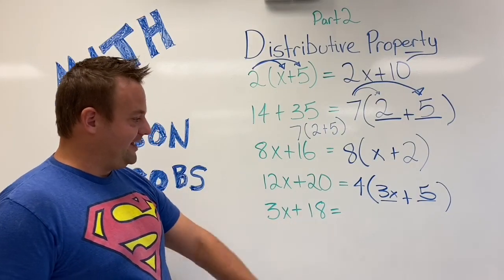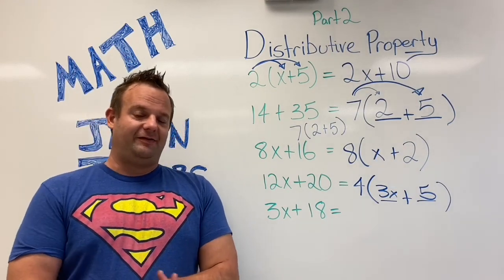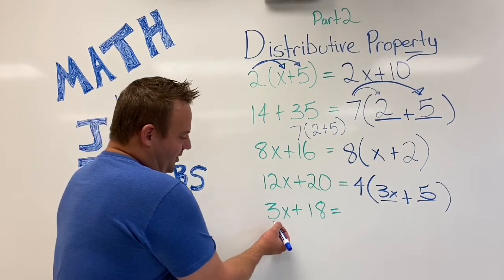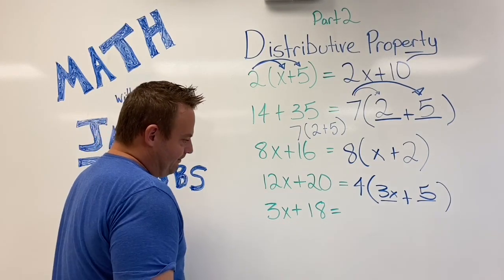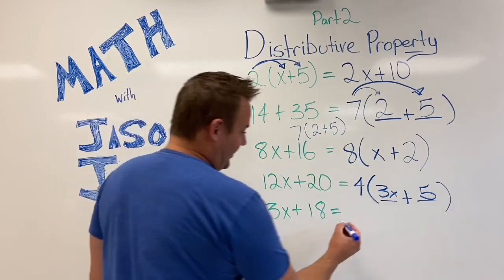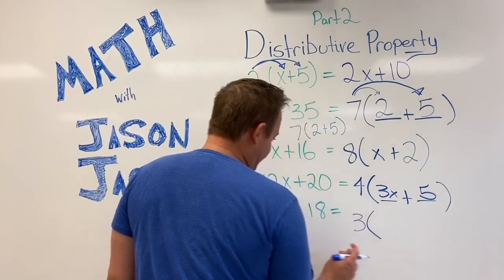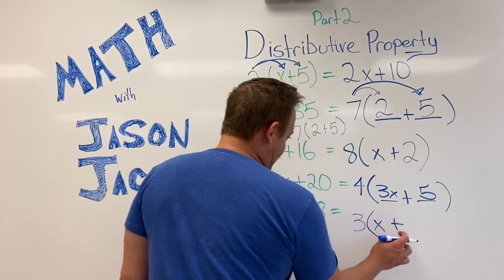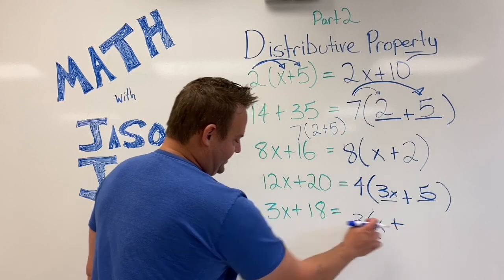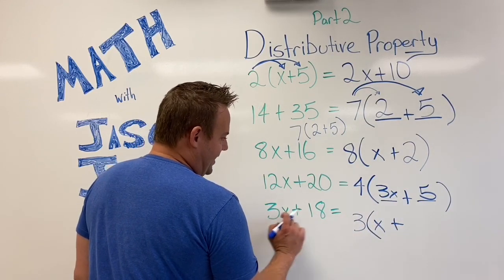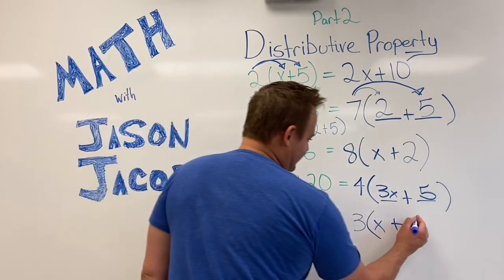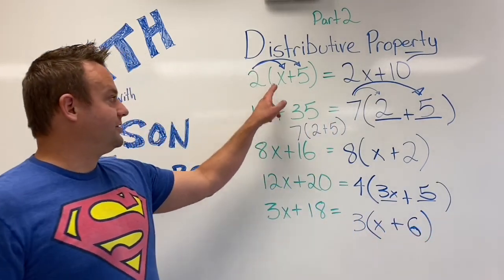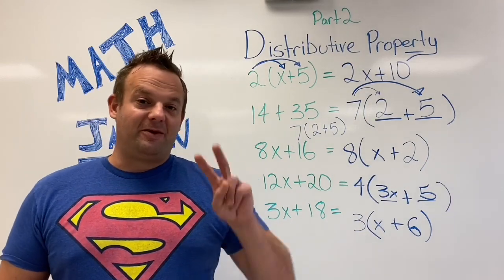So now 3x plus 18. You guys try this one on your own. Go ahead and pause it. See if you get it. I do a little dance. Okay. What goes into both 3x and 18? Did you say 3? That's right. So 3, and then 3 times what is 3x? So x plus, if this were a minus, you would put a subtraction sign. 3 times what equals 18? That's right, 6. So it's really just the reverse of this one. That's the distributive property part 2, guys.